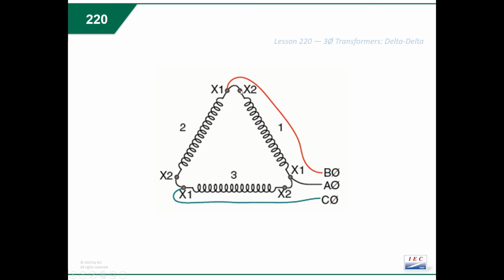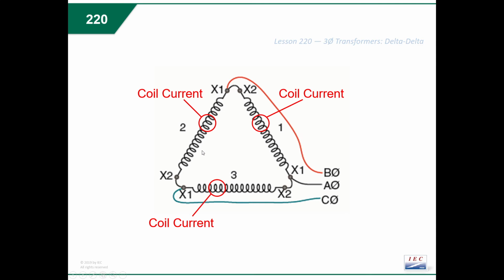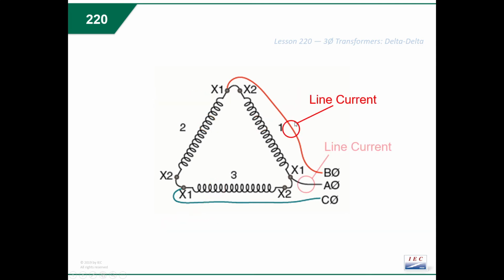Now in a delta system, like I said before, your line voltages and your coil voltages are the same, because if I go from A to B, or I go from X1 to X2, electrically, they're the same point. So my coil voltages will be the same in a delta configuration. What will not be the same is my current. So if I were to take an amp reading of the coil, which would be kind of through here, I would get a different value than if I took an amp reading of any one of these lines.